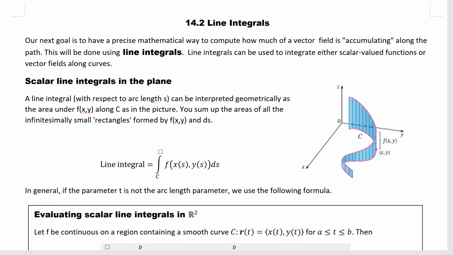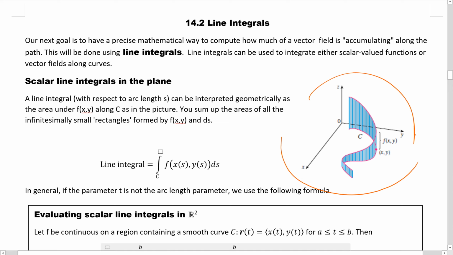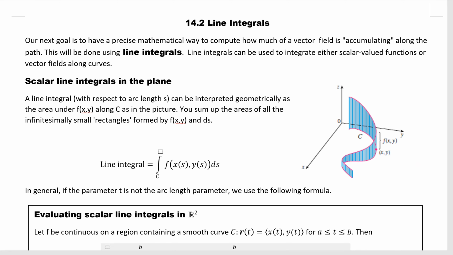Line integrals can be used to integrate either scalar-valued functions or vector fields along curves. So let's first talk about the scalar line integrals in the plane. Look at this picture on the right-hand side. We have the xy plane, right? We have a surface on top of the xy plane. So let's say this is the surface, okay?